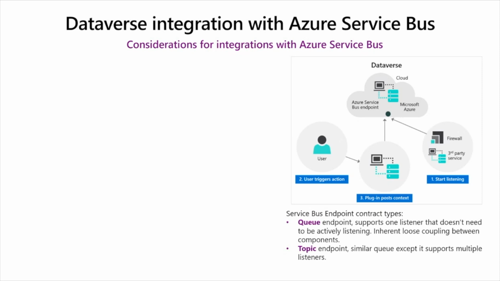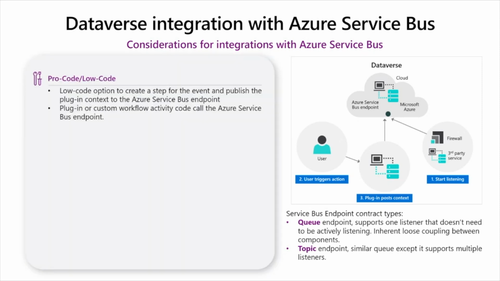Topic listeners are like queue listeners with the same advantages, except that one or more listeners can subscribe to receive messages for a given topic. Topics are useful if you require multiple consumers for a given message. Here are some considerations when Dataverse is an event producer sending messages to Azure Service Bus queues or topics.